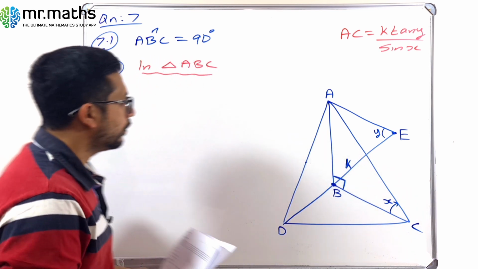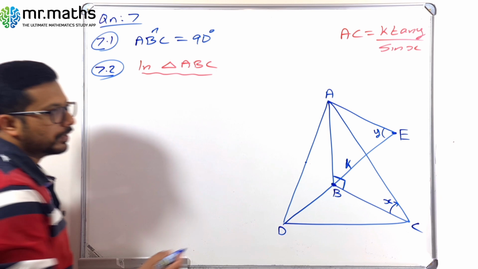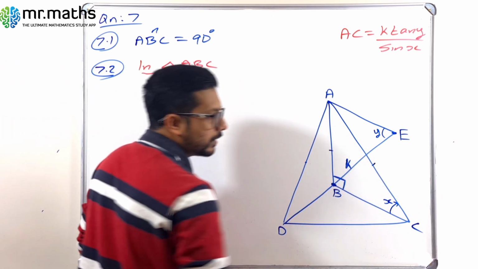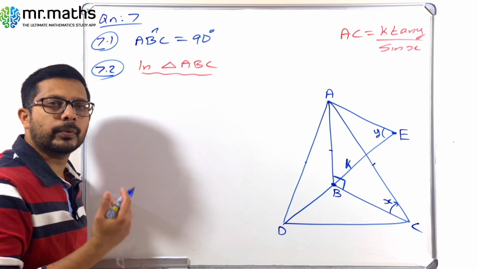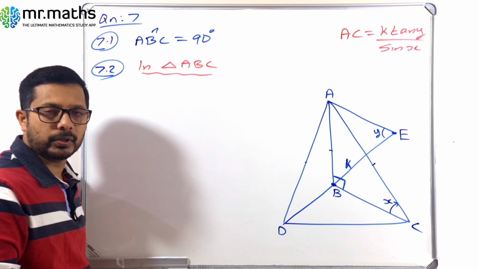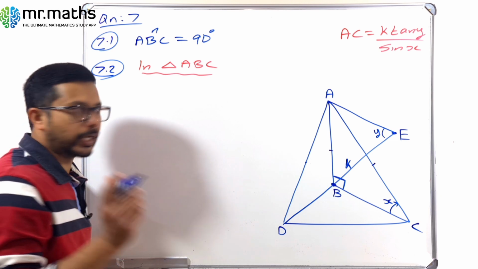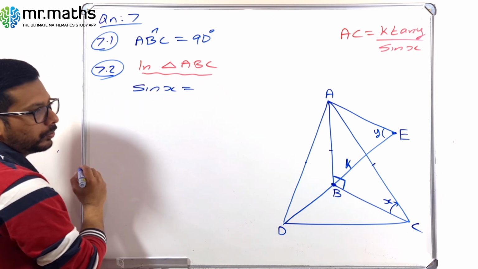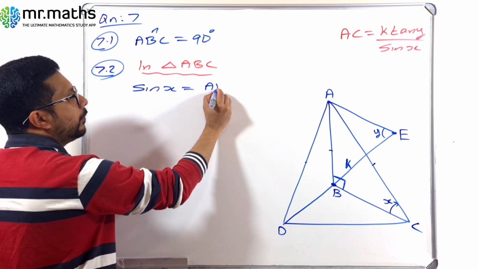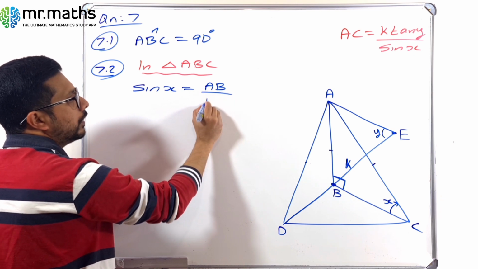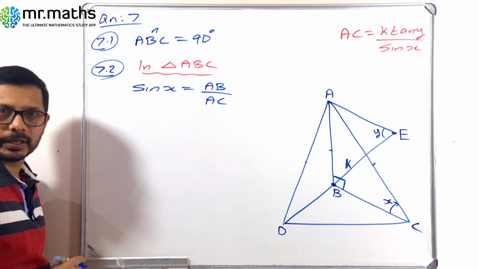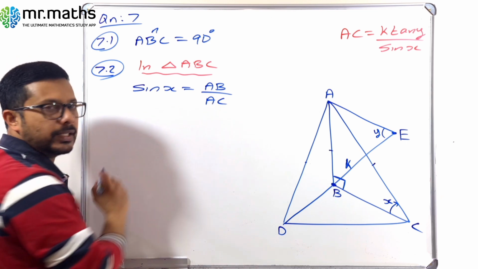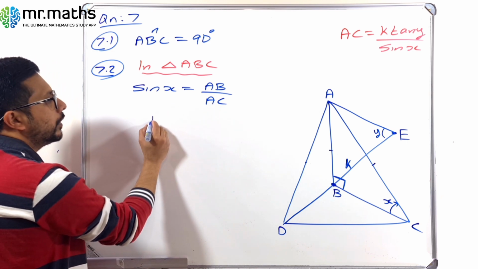So which trigonometric ratio is connecting the opposite side, and this is 90 degrees, so this AC is the hypotenuse. Which trigonometric ratio is connecting opposite side and hypotenuse? Yeah, it is sine. So sine X is equal to the opposite side, that is AB, divided by AC. Opposite side by hypotenuse. So we have to find AC. So what is AC from here?